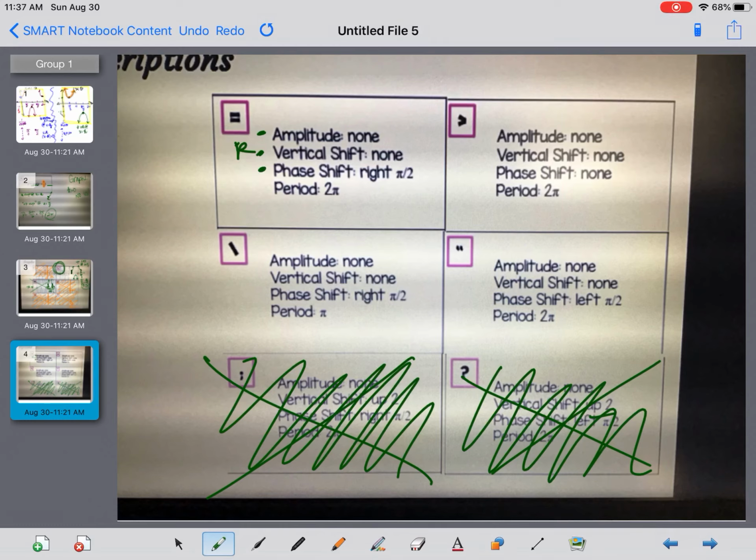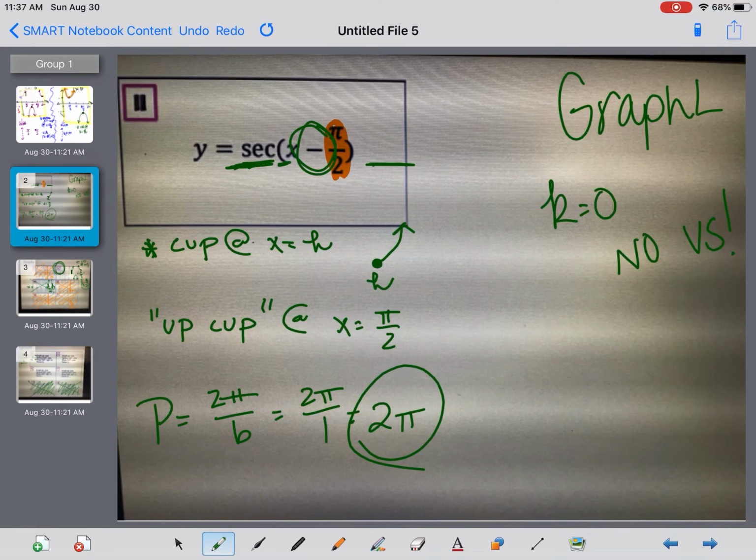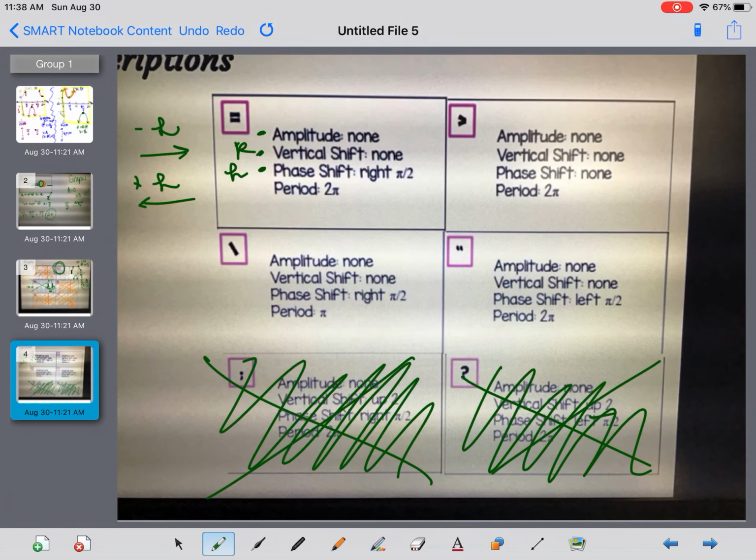The next thing is the phase shift. The phase shift comes from H. Remember, if H is negative, we're going right. If H is positive, we're going left. So if you look at our graph, H is negative because there's a minus sign in there, which means we're going pi over 2 units to the right. So we need to find the description that says right pi over 2.